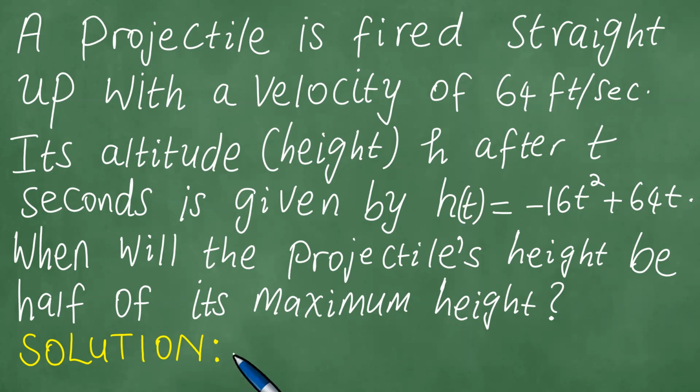So we present a solution to this problem in a step-by-step manner. We understand that its altitude height after t seconds is given by this, and we're interested in knowing when will the projectile's height be half of its maximum height. So first, we're dealing with the maximum height.